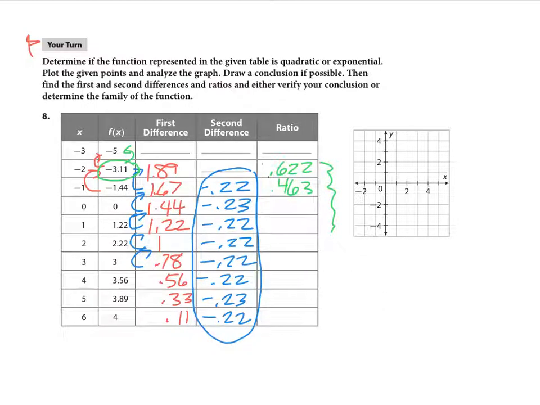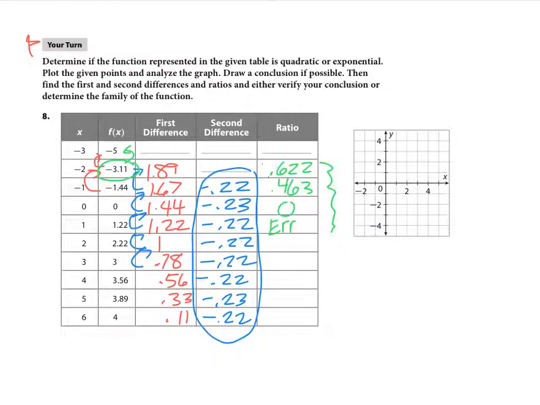What am I going to get in the next one? 0 divided by negative 1.44 is 0. Okay. Do the next one. Can't do it. It's an error. Okay. You can't divide by 0. If you do 1.22 divided by 0, your calculator's going to say error. It's not possible. So that tells me this is not an exponential. It's got to be a quadratic.